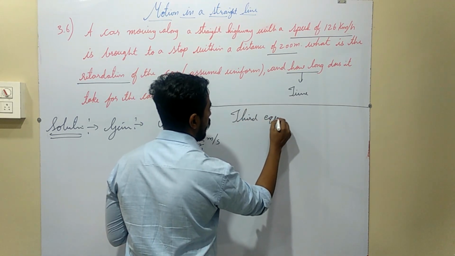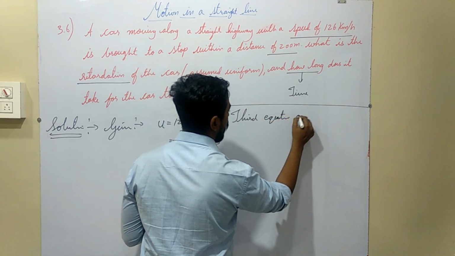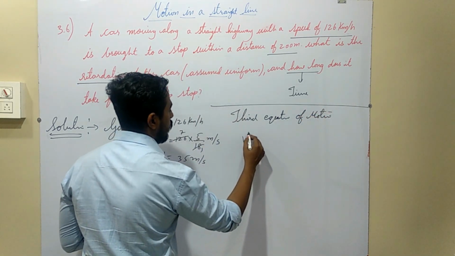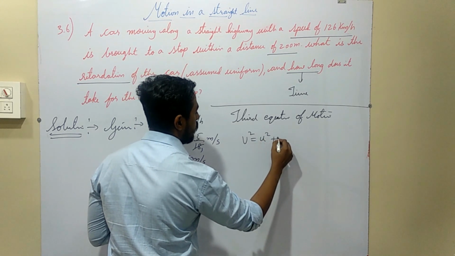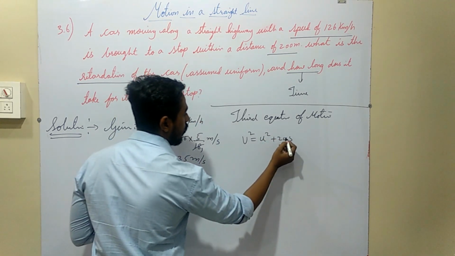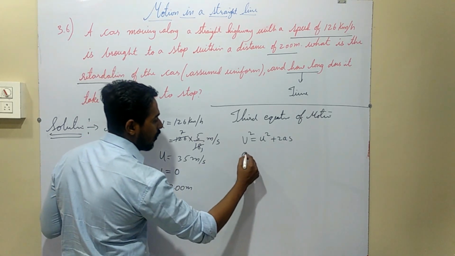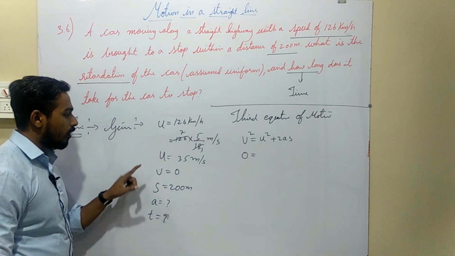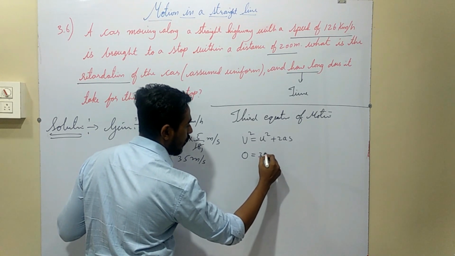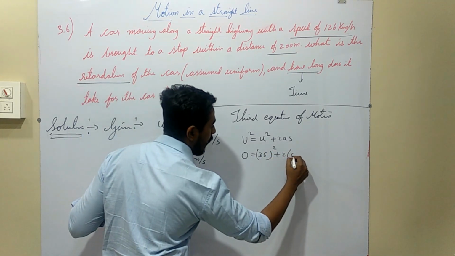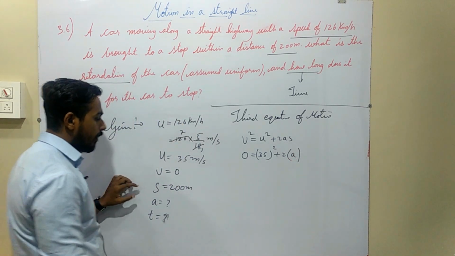Therefore, to calculate these two things, retardation and time t, we use the third equation of motion, that is v square is equal to u square plus 2as. Clear? V value is 0. So 0 is equal to u value 35 whole square plus 2 into a, the value we have to calculate, and s value is 200.